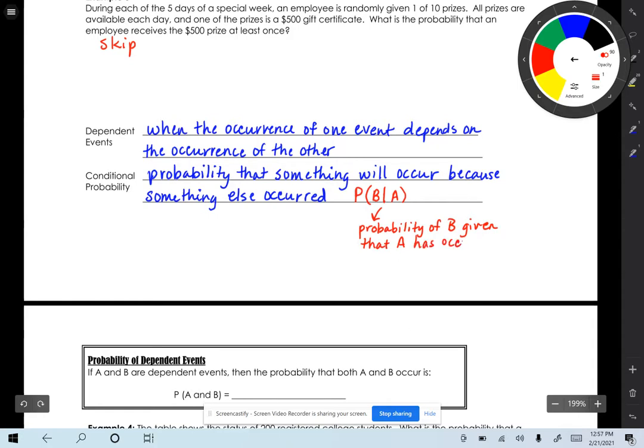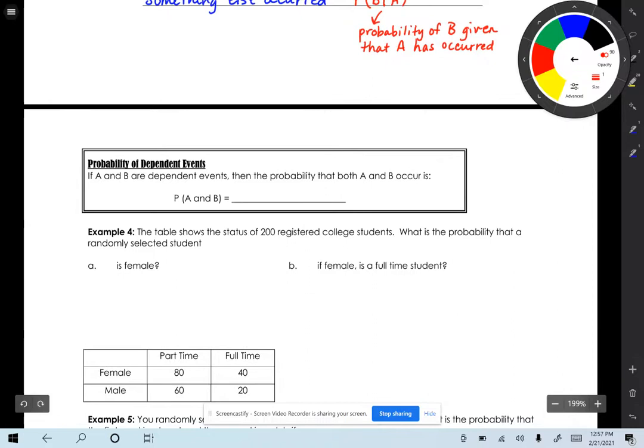Now, what if the letters are switched? If you put A given B, it would be the probability of A given that B has occurred. So, just read it that way. Okay. Leaving us with the formula now.